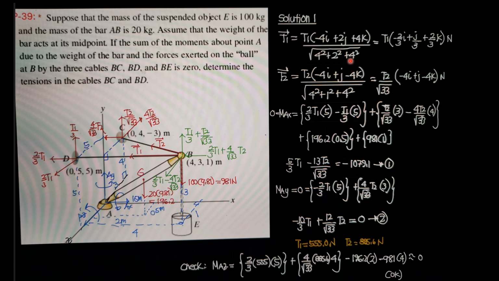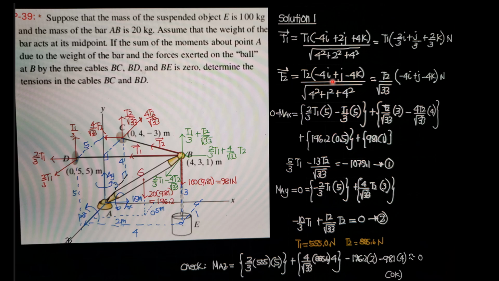Then, these components: negative 2/3 T1, I transfer that at D because point D is also a point on the line of action of T1. So that's the direction, 2/3 of T1. Then we have T1 over 3 positive, upward, the Y component of tension 1, and positive 2/3 of T1 in the positive Z direction.